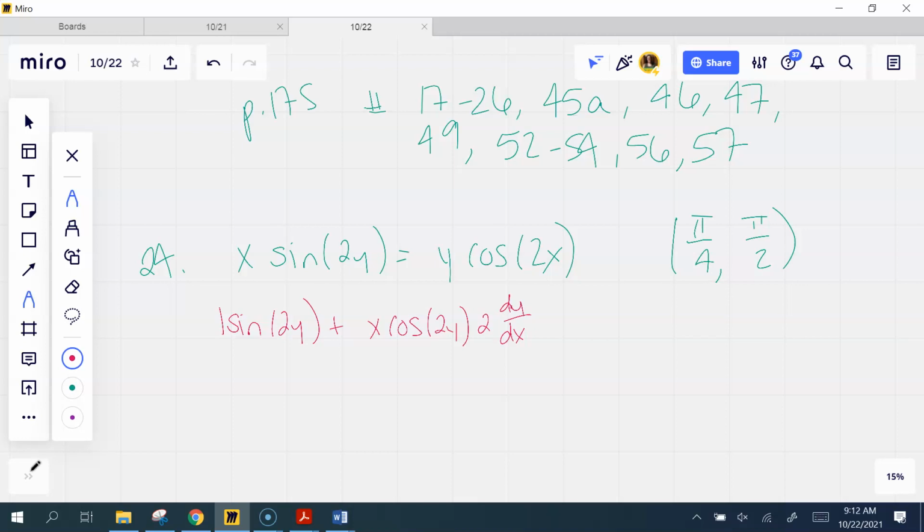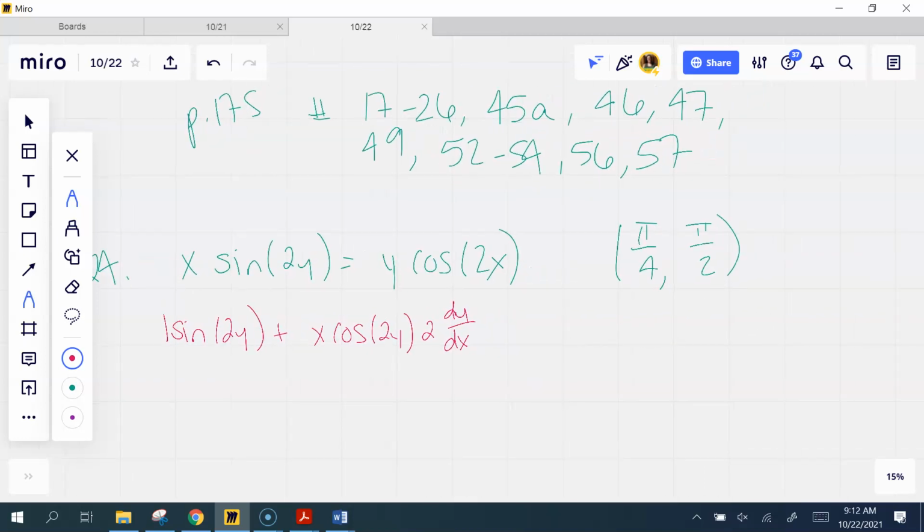Derivative of the left side there equals derivative of the first, which would be dy/dx times the second.